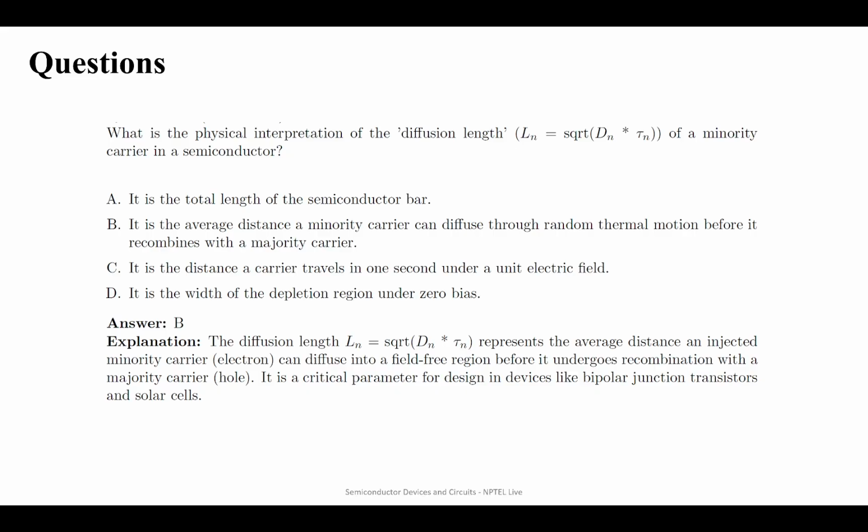So the diffusion length Ln equals square root of Dn times tau n and represents the average distance an injected minority carrier can diffuse into a field-free region before it undergoes recombination with the majority carrier. It is a critical parameter for design in devices like bipolar junction transistors and solar cells.